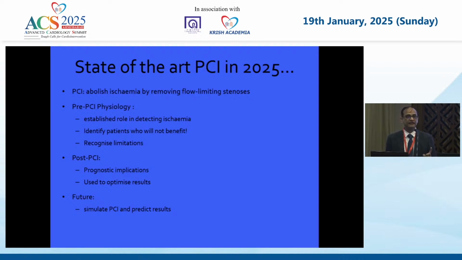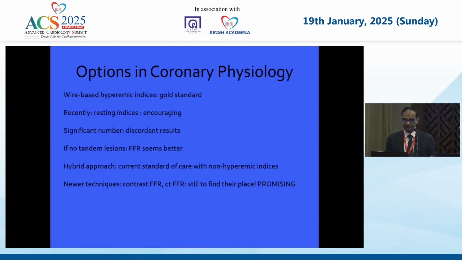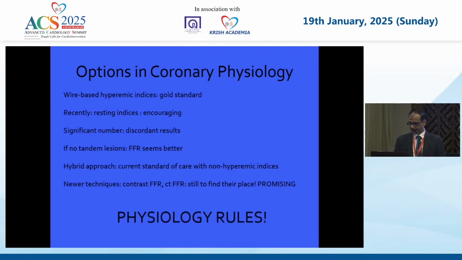The future, I think, is where we simulate the PCI and predict the results. Our wire-based indices still remain the gold standard. Recently, resting indices are encouraging, although with discordant results, one should be aware of the limitations of both of these techniques. If there are no tandem lesions, FFR seems better. If there are tandem lesions, probably the non-hyperemic indices are better. The hybrid approach is the current standard of care. Contrast FFR and CT-FFR are still to find their place, but CT-FFR, I think, is the most promising technique for the future. Physiology rules as far as intervention is concerned.